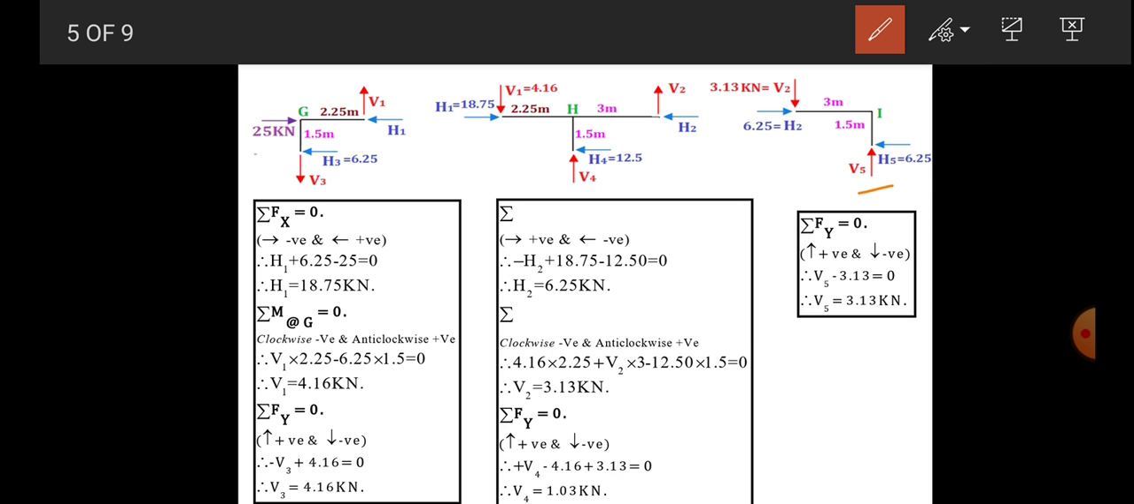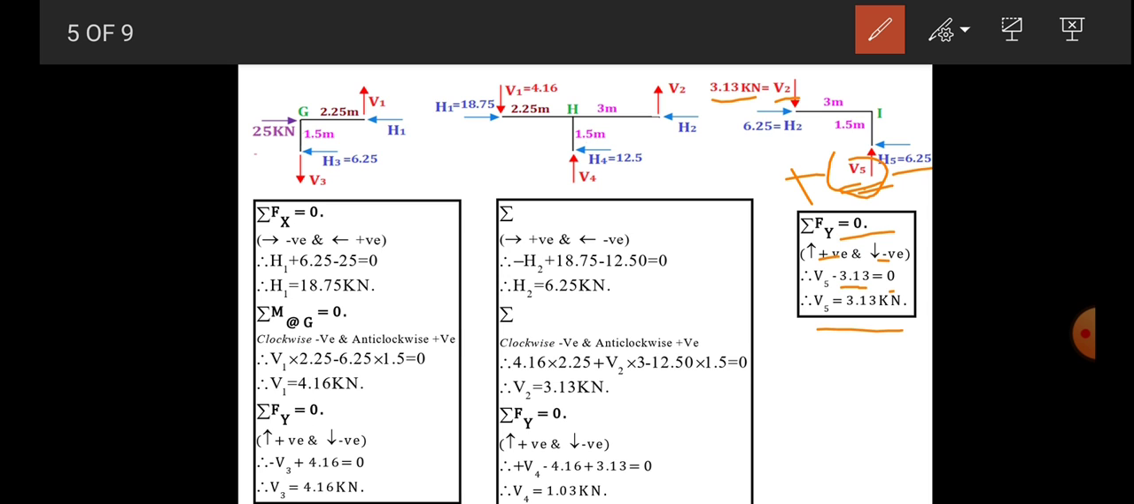Here we know the H5, 6.25 toward the left-hand side, and V5 we don't know, so let's consider it acting toward the joint. Now let's do the summation Fy. Only V5 is unknown here. Summation Fy is equal to 0, up plus, down minus, so minus 3.13 plus V5 is equal to 0, so we have V5 is equal to 3.13 kilonewton. So now we have all the axial forces and shear forces acting on the joint.